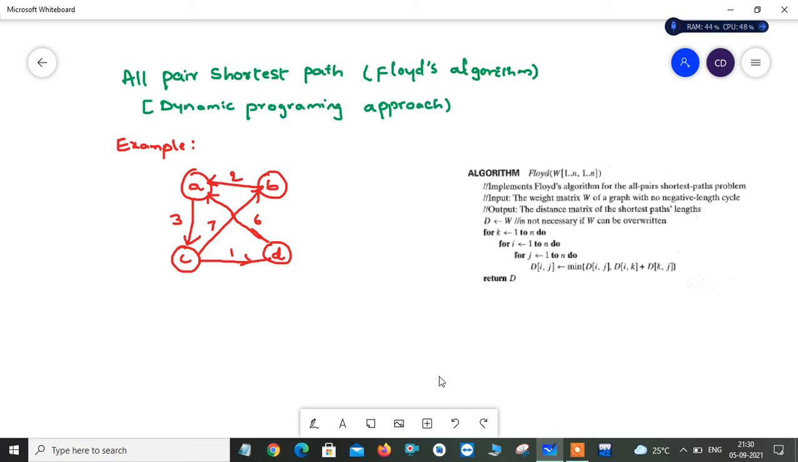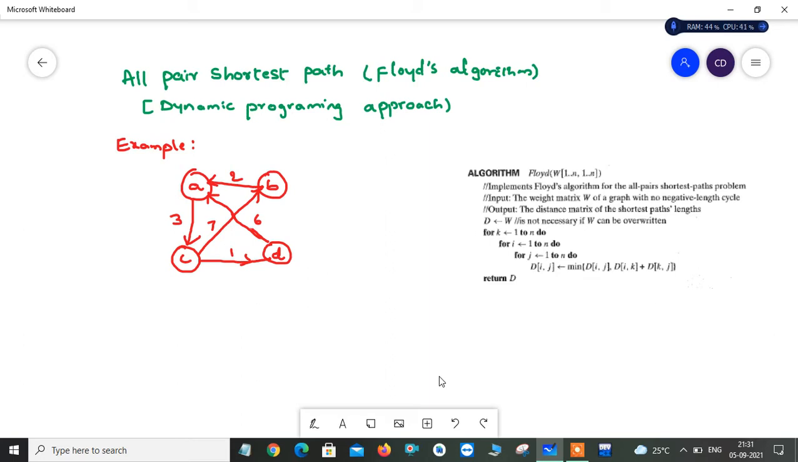So today our topic is all pair shortest path using Floyd's algorithm. Here we are going to solve this problem by using the dynamic programming approach. So before going to the explanation of the algorithm and an example, what do we mean by all pair shortest path?